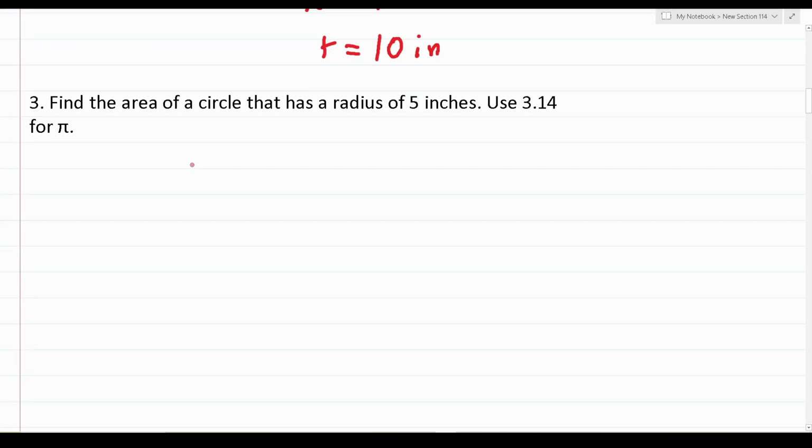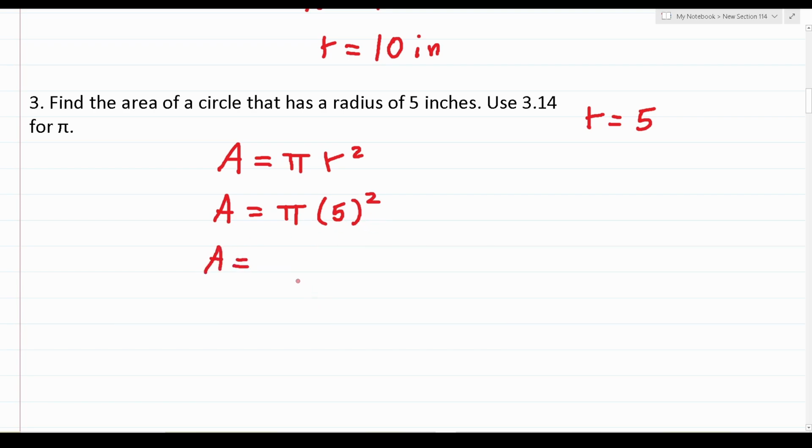Number 3 says, find the area of a circle that has a radius of 5 inches. Use 3.14 for pi. So again, to find the area of a circle, we're going to use the formula area equals pi r squared. We know the radius of this circle is 5 inches. So in place of r here, we'll go ahead and plug in 5. This becomes area equals pi 5 squared. What is 5 squared? 5 squared is 25. So this becomes pi times 25.